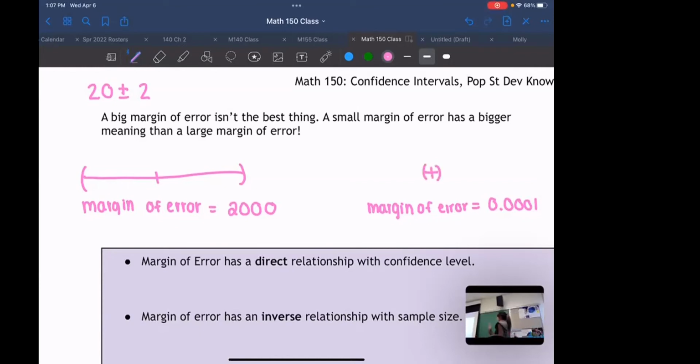So whenever I talk about the size of the interval, I could talk about how wide or narrow the interval is, or I could talk about the margin of error being big or small, right? That's the same thing. They mean the same thing. Margin of error being big, interval big; margin of error being small, interval small. Okay. Are we all good with this?